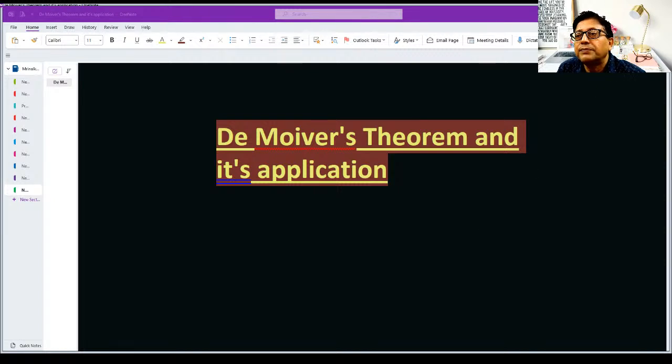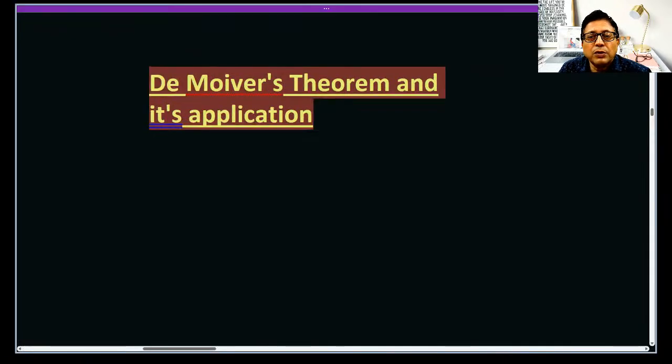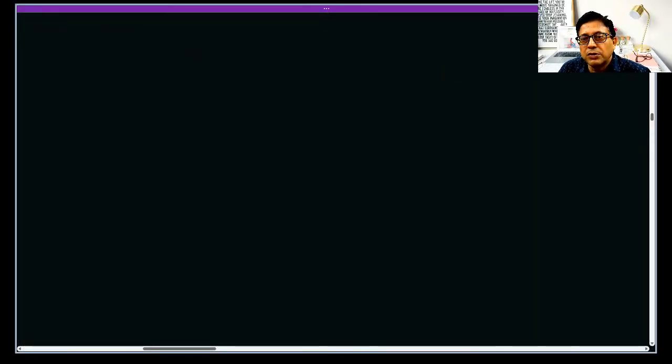De Moivre's theorem and related application. It's a vast topic. We learn all those applications also one by one, step by step. So we are going to do de Moivre's theorem.